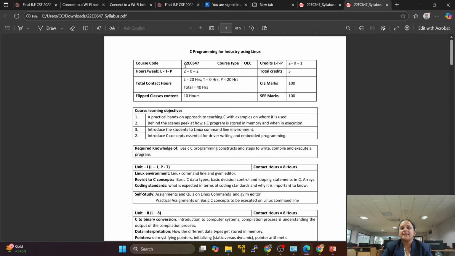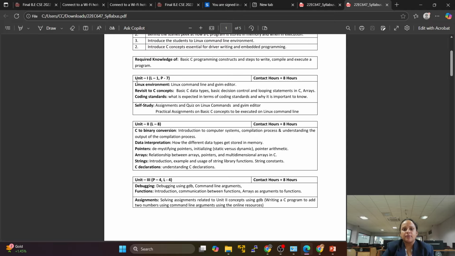So this is the syllabus. The course code is 22EC647. It is 2-0-2: two hours of classes and two hours of labs. The two-hour lab is almost 50% handled by Vayavya Labs. Vayavya Labs people will help, and the internal faculty will also help you do the labs, as it is an industry-based program. So there will be a two-hour lab, 3 credits in total, CIE of 100 marks, and SEE of 100 marks.